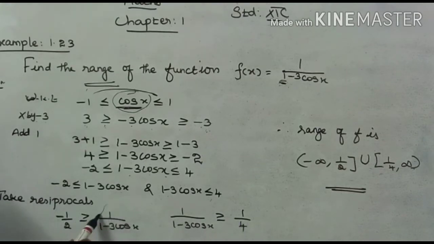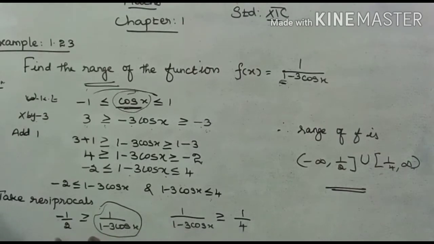So this fraction is smaller than minus 1 by 2. We compare this to minus 1 by 2, which is the greater number, and 1 by 1 minus 3 cos x is smaller. And here also 1 by 4 is smaller, but 1 by 1 minus 3 cos x is greater than this 1 by 4. So the range of the function is this one smaller part and this one greater part.